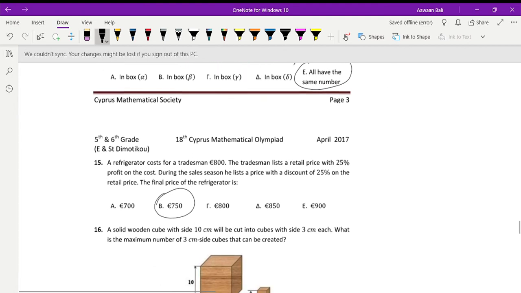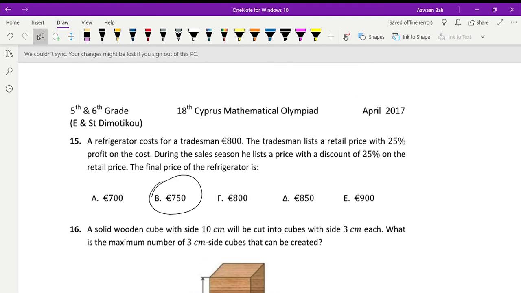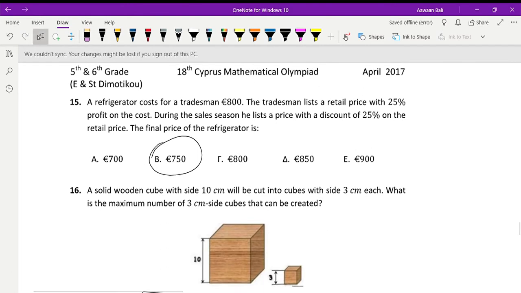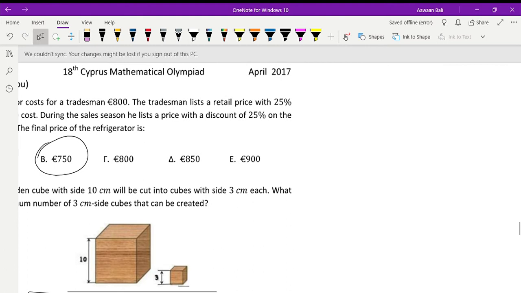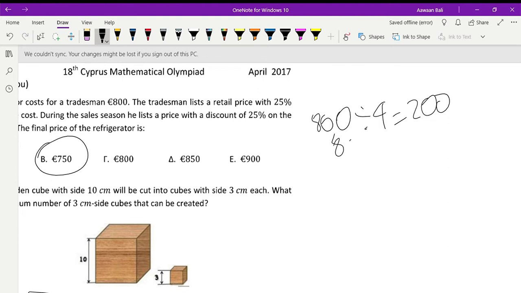Now, question number 15. A refrigerator costs a tradesman €800. The tradesman lists a retail price with 25% profit on the cost. During the sales season, he lists a price with a discount of 25% on the retail price. The final price of the refrigerator is what? Basically, a retail price profit is like increasing the price by 25%. Since 25% is a quarter, we do 800 divided by 4, which is 200, and then 800 plus 200 is 1,000.